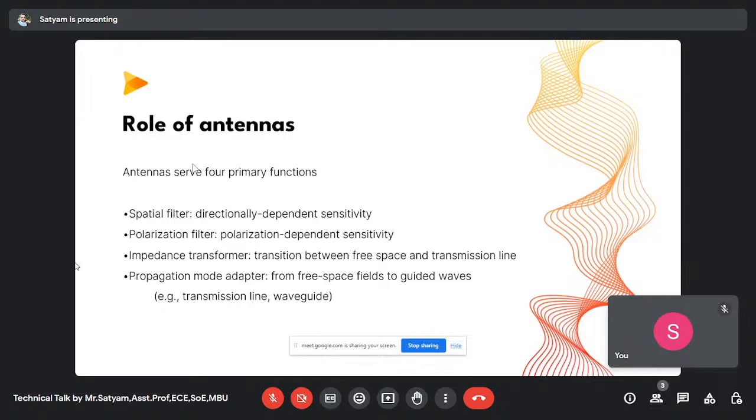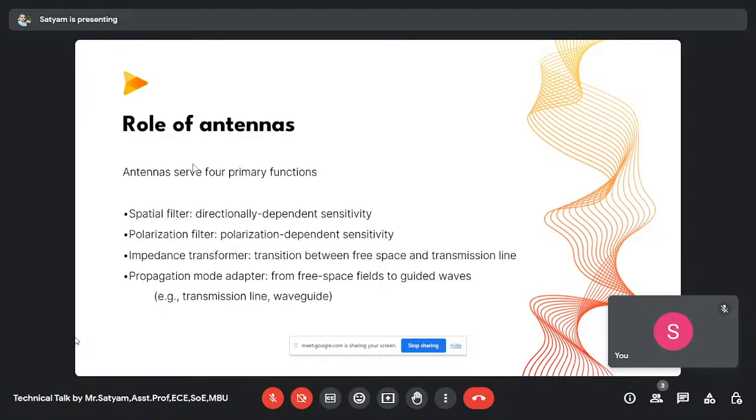And yes, the second point is polarization filter. It will be more oriented towards one particular type of polarization. As you know, there are many polarizations: linear, circular, elliptical, horizontal, vertical. So a lot of varieties are there. So it is properly oriented, meaning for one particular polarization it has high gain, right?